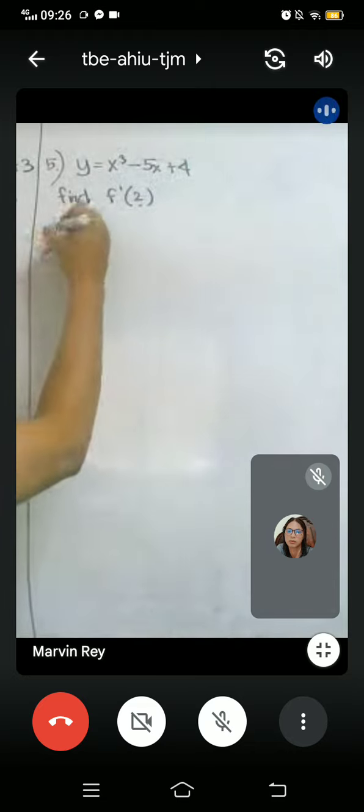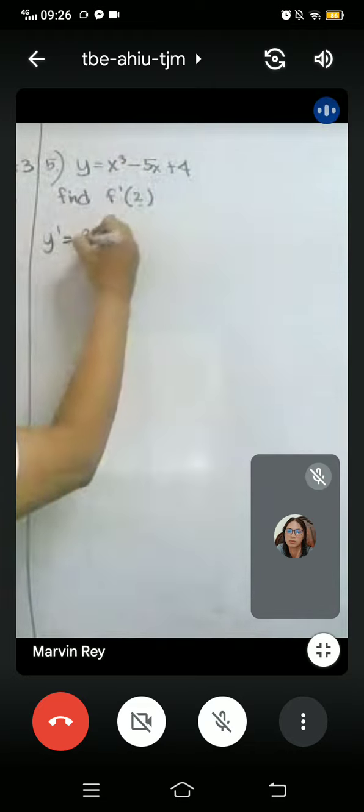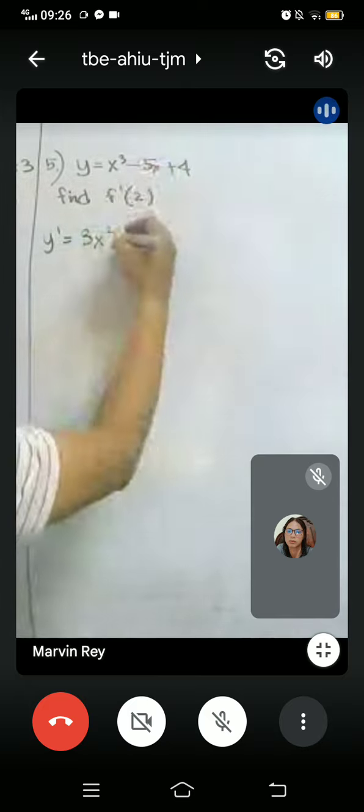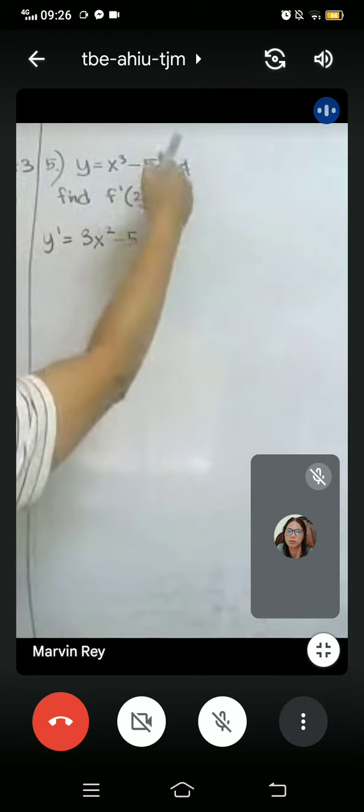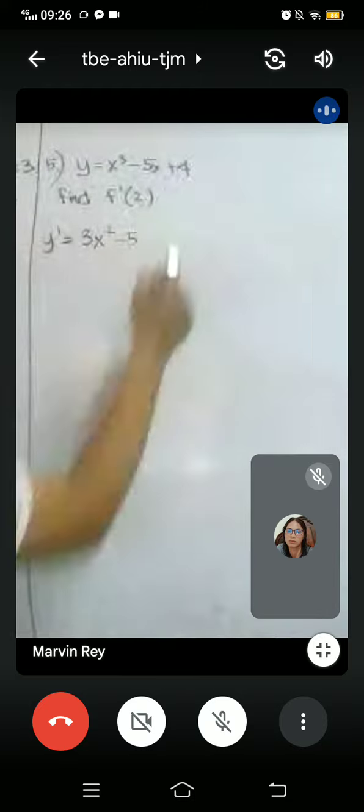So y prime. So y prime, 2x, x cubed. So 3 times 1 is 3x. Wag isa, squared na lang. Tapos, 1 times negative 5 is negative 5. X, so x, 1 minus 1, 0. So x to the power of 0 is 1. So negative 5 na lang siya. The derivative of 4 is 0.